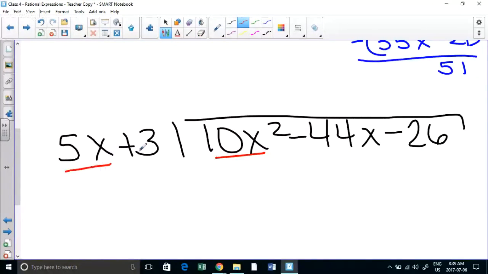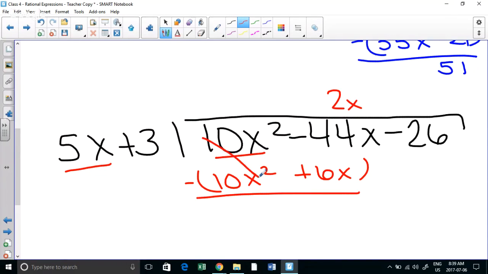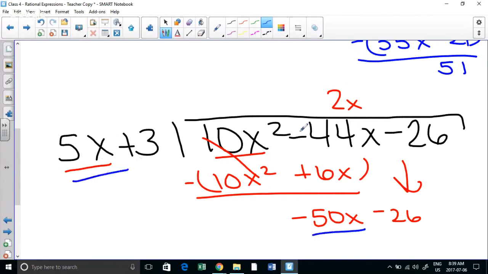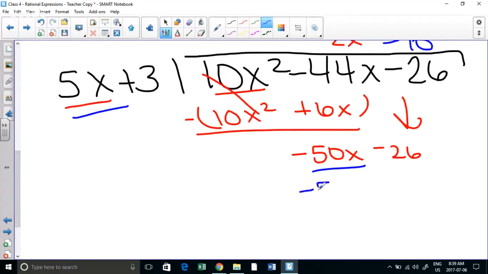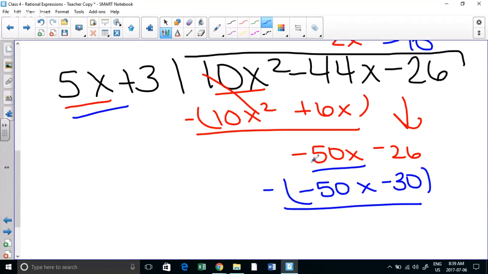So when I divide this term by this term, I do get 2x. Multiplying gives me 10x squared plus 6x. When I subtract, this gives me negative 50x, bringing down the negative 26. This divided by this gives me minus 10. Negative 50x minus 30. I subtract, negative 26 minus 30 gives me positive 4 as my remainder.